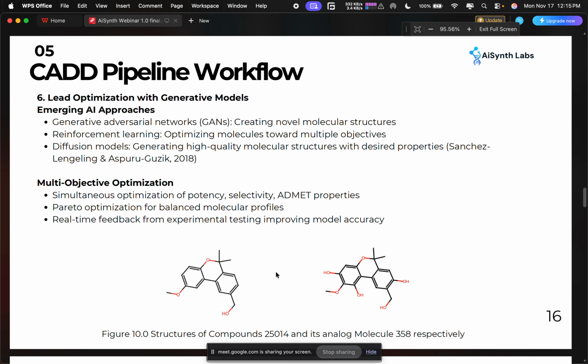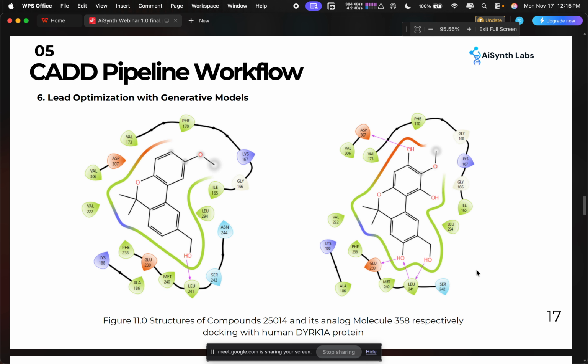So now you're dealing with, let's say, 438 compared to 25,000. So you do it much faster than the 25,000 you started with at the very beginning. You come up with this compound: molecule 358 out of the 1,000 analogs we created for compound 25014. As you can see here, this is how 25014 docked to the protein.